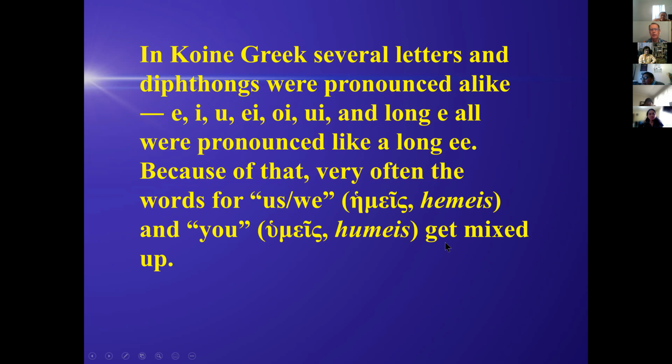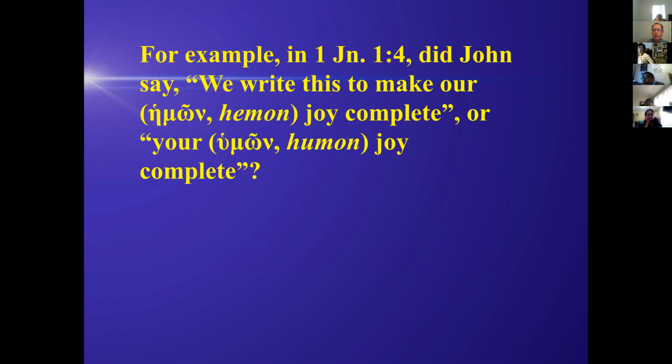In Koine Greek, several letters and diphthongs were pronounced alike. E-I, O-I, U-I, and long E all were pronounced like long E. Because of that, very often the words for us, hemas, and you, humas, got mixed up. For example, in 1 John 1:4, did John say, we write this to make our joy complete, or your joy complete? It depends on whether it's hemon or humon, which would have been pronounced the same way at that time. So, errors of the ear.